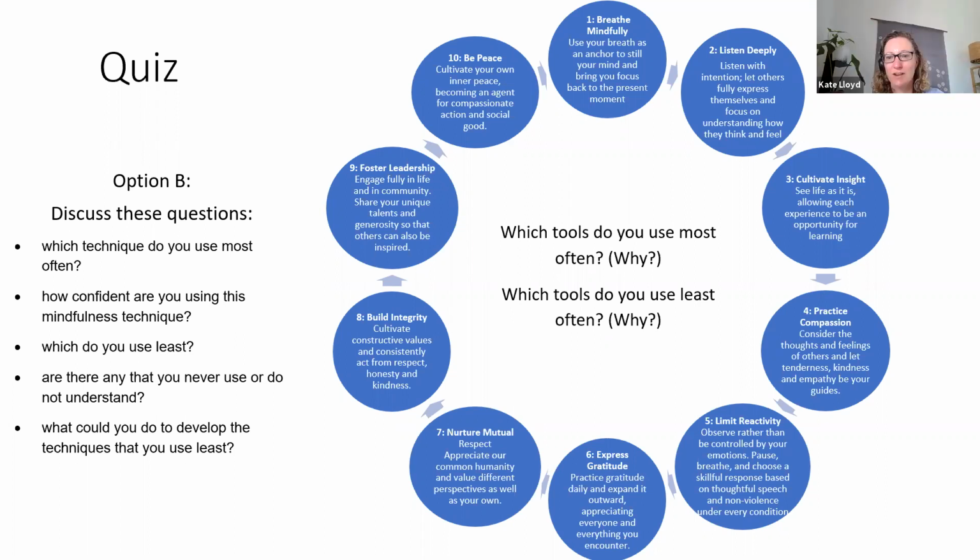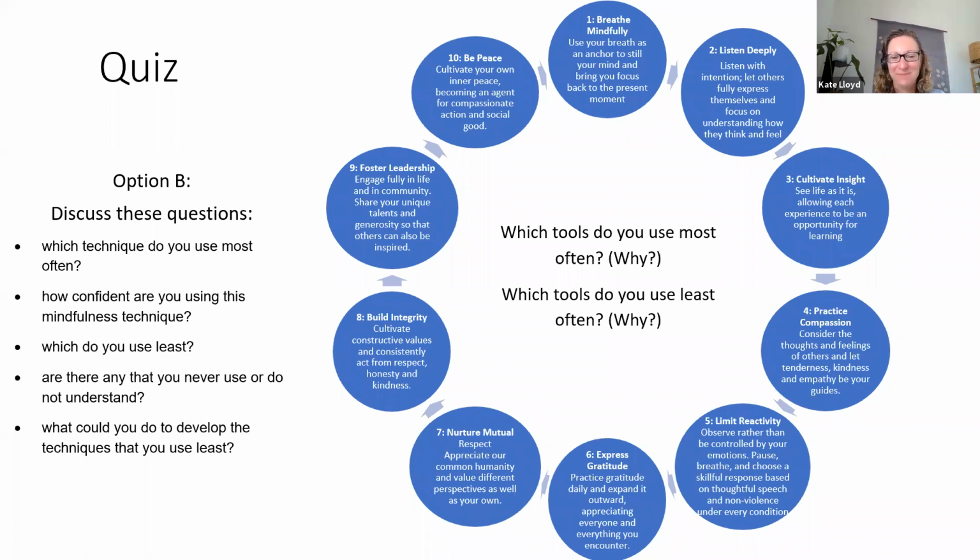Would anyone else like to share? Greg, and then Agnes. Yeah, I think the one I use most is probably cultivate insight, out of that sort of Gendlinian tradition of listening to how you feel present. And I think the one I use least is probably express gratitude. I probably feel gratitude a lot more than I express it, I suspect. So I think there are some opportunities to help people know that I really appreciate what they're doing more. Yeah, that's a good point.